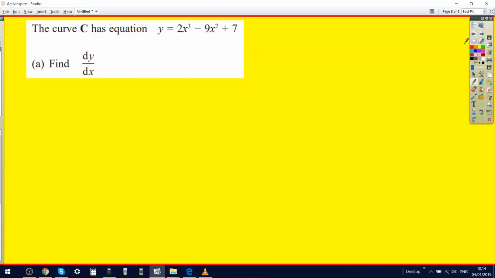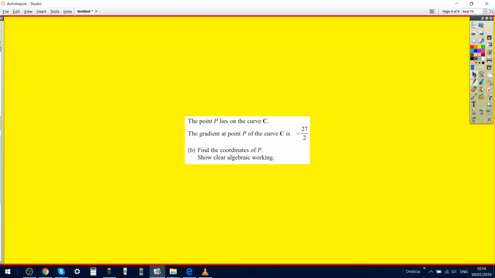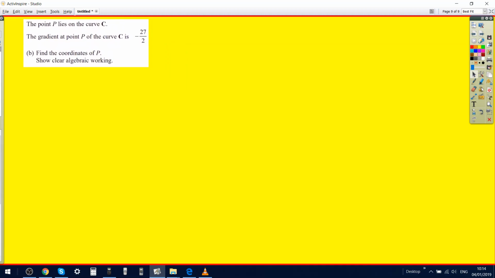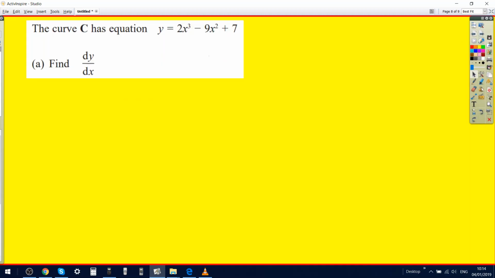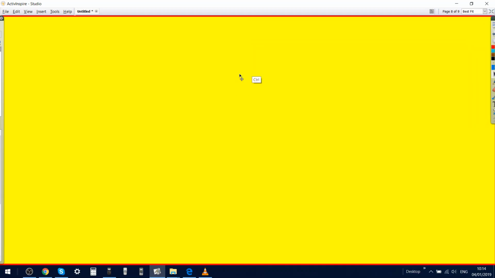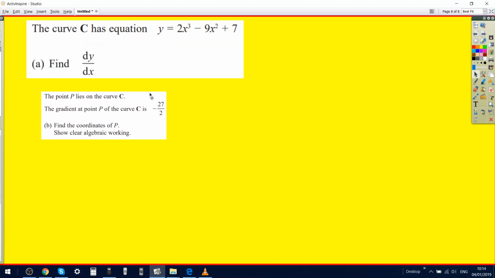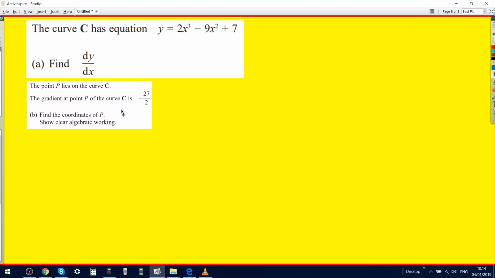Okay, so this is the part B was the important bit. Hang on, I think I'll need part A as well. So how do we do this then? You might have to do part A to do part B.